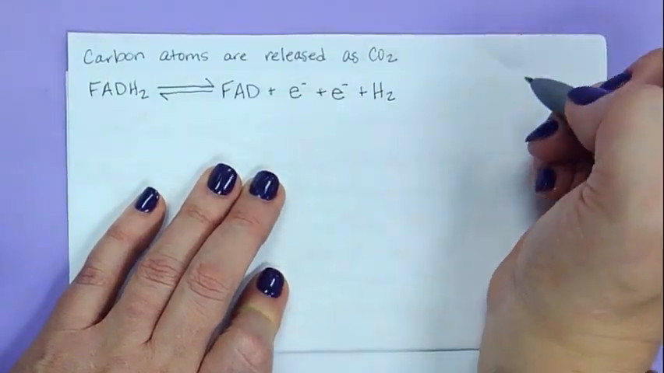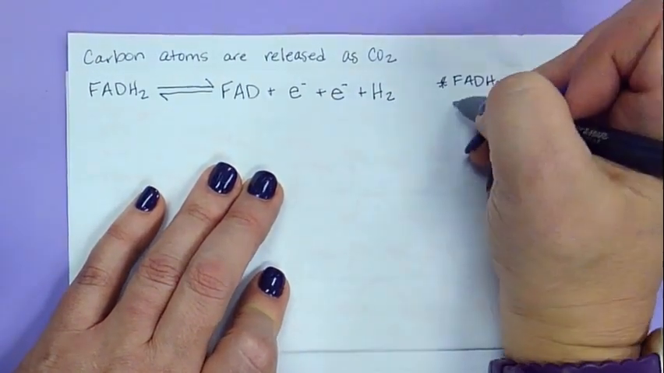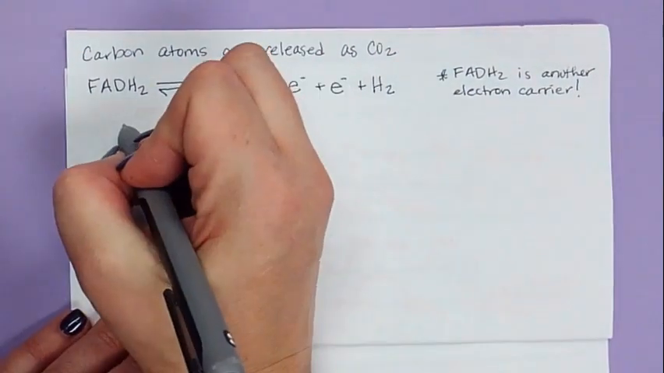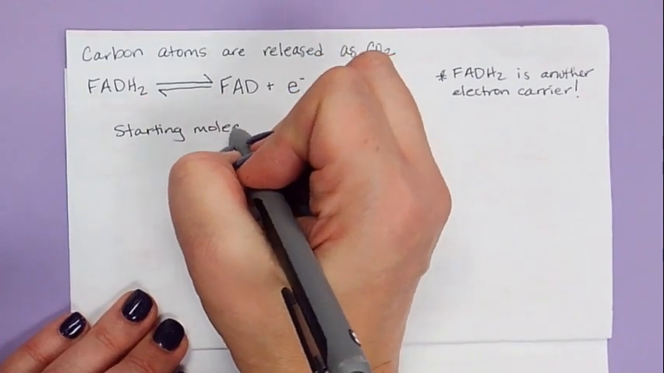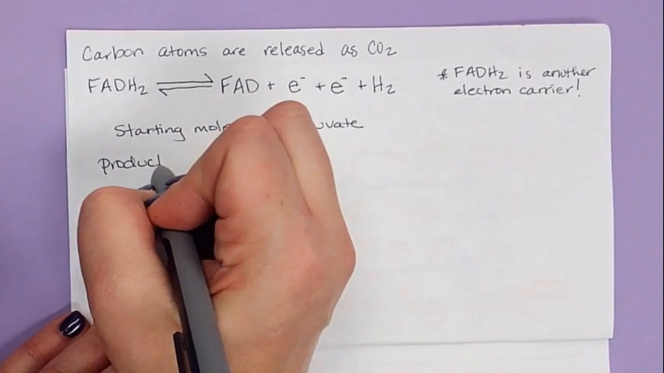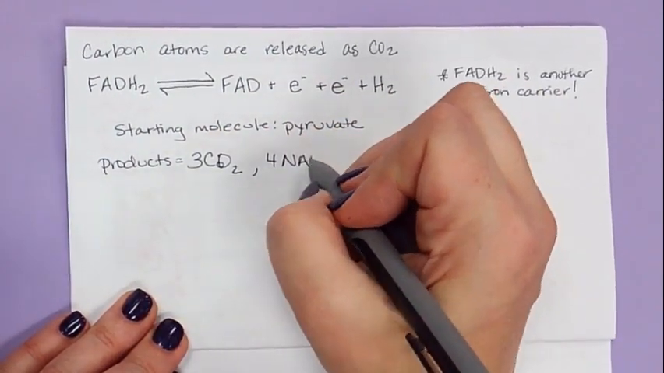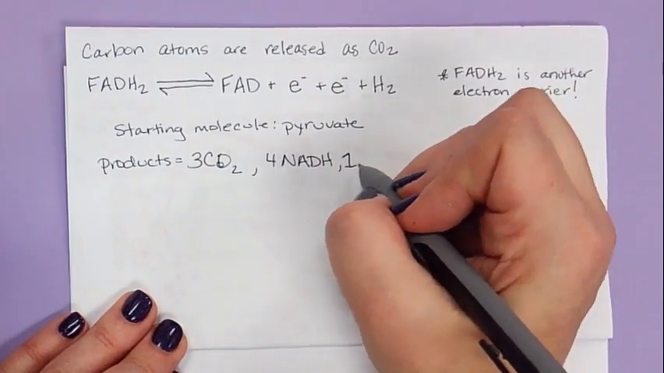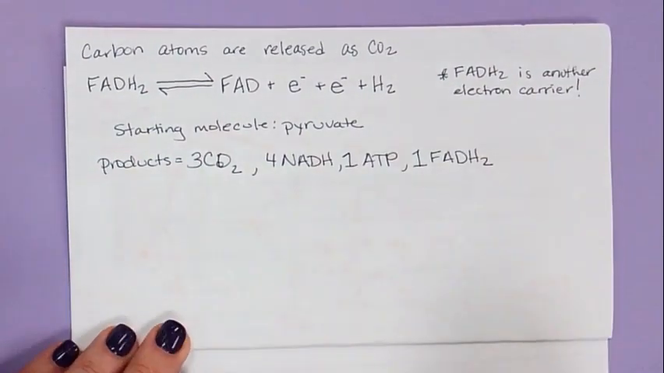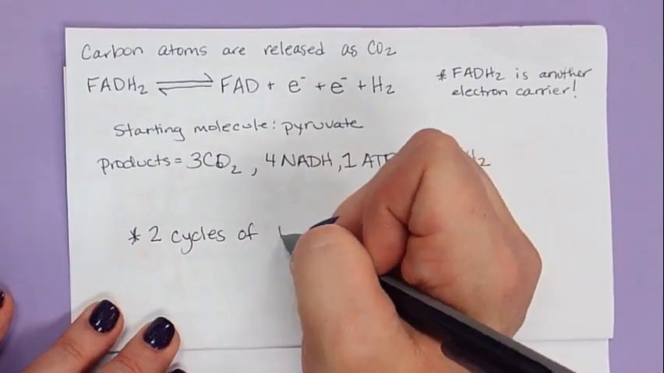FADH2 can be oxidized to form FAD with no charge, plus a negatively charged electron, plus another negatively charged electron and 2 hydrogen ions. So remember that H2 is really 2 H pluses. It's important to remember that FADH2 is another electron carrier. So we've already talked about 2 different electron carriers, NADH and FADH2. And you might be starting to feel like this is alphabet soup.